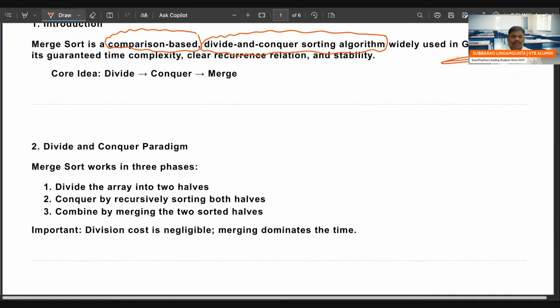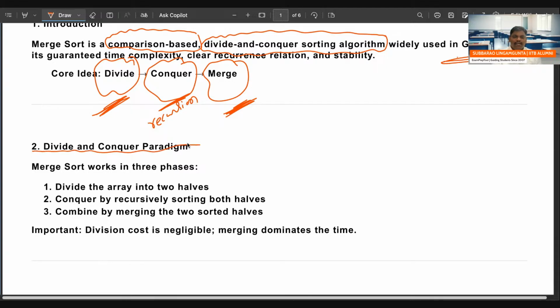Normally, divide and conquer means first you divide, next you conquer, next you combine. Divide, conquer and combine. Combine means the merge algorithm. Divide means the divide algorithm. Conquer means recursion. Here recursion will be there. So this follows the divide and conquer technique.